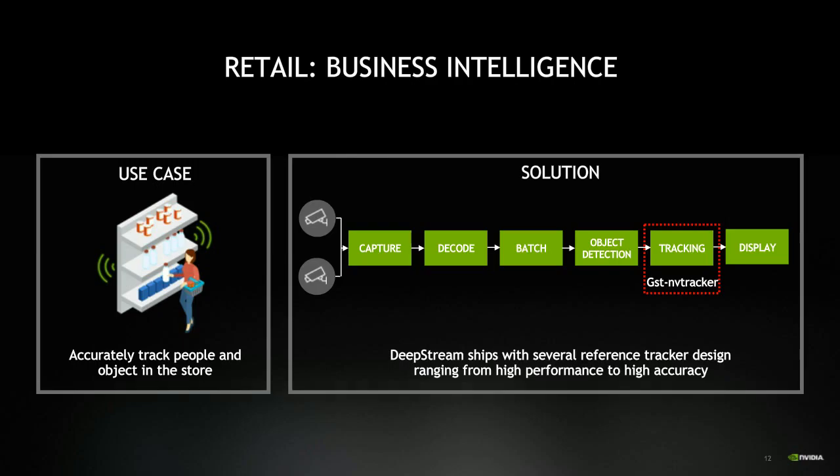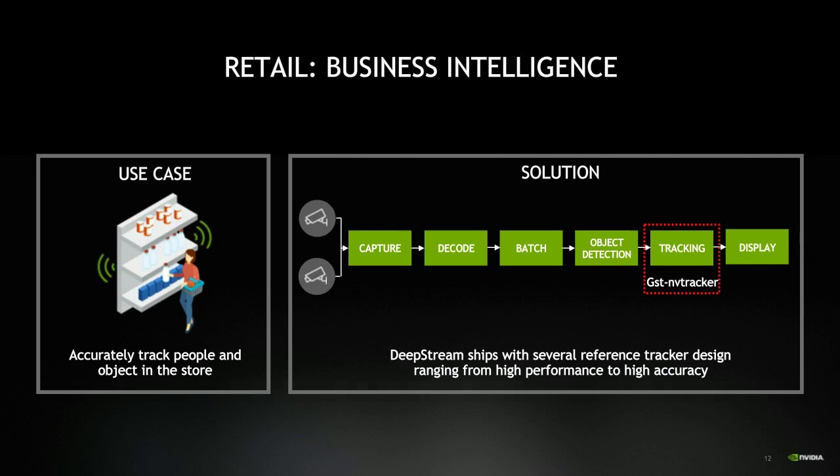Extracting business intelligence is vital for today's retail industry. It can help retailers manage inventory better, improve customer experience, and reduce loss. Cameras provide a rich source of intelligence. One of the use cases in retail is tracking. To get accurate insights on customers, it needs to accurately track people as they move around in the store. On the right is the solution that is constructed with DeepStream SDK. The plugins listed in the pipeline are all provided in the SDK.